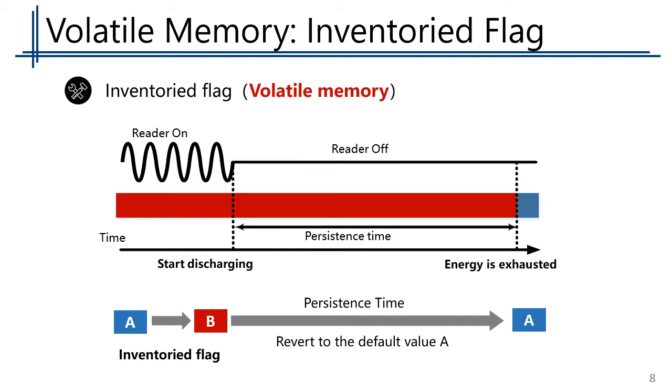To address this problem, we resort to the inventory flag, which is a volatile memory. The flag has two states, A and B. The default value is A, so we can set the flag to B first and then start discharging. When the energy is exhausted, the flag moves to A again. By measuring this time, we can get the persistence time.